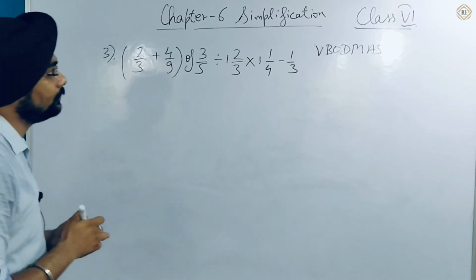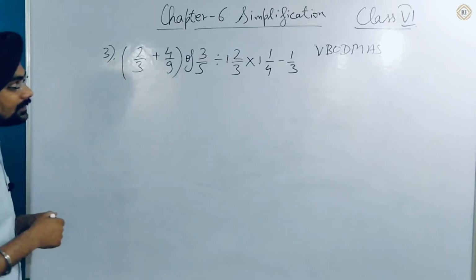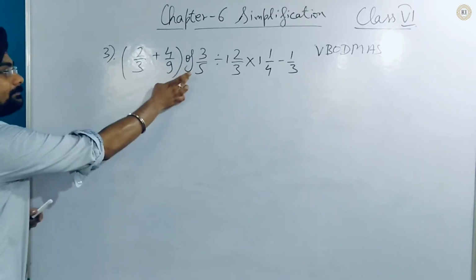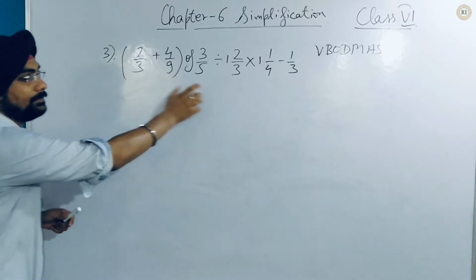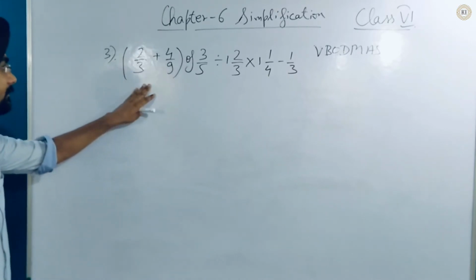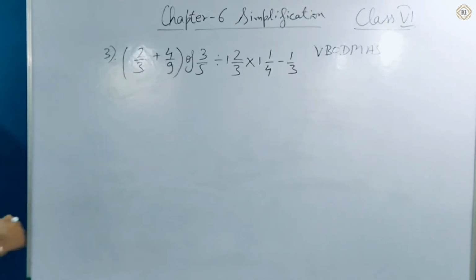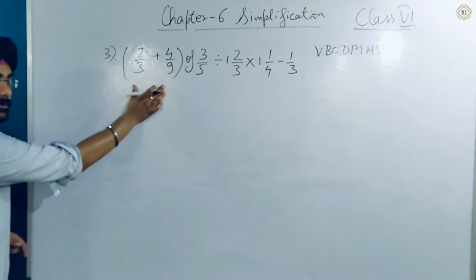Now we come to the of part. When we are going to solve the of part, see it very carefully: of means multiply with this bracket. So before of you will find the bracket. Only one bracket is given, so we are going to solve this bracket value, 2 by 3 plus 4 upon 9. First of all we are going to solve this bracket.